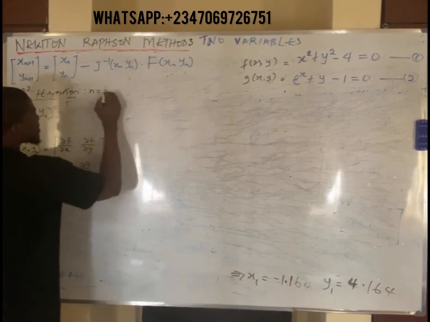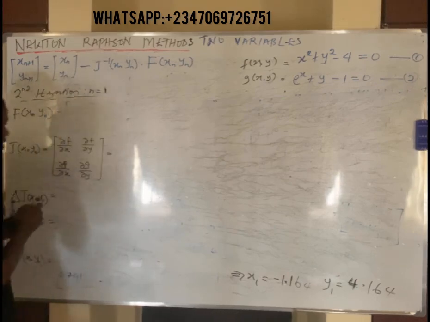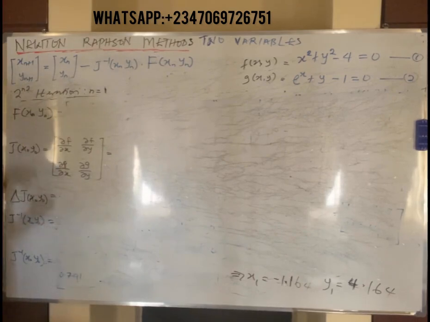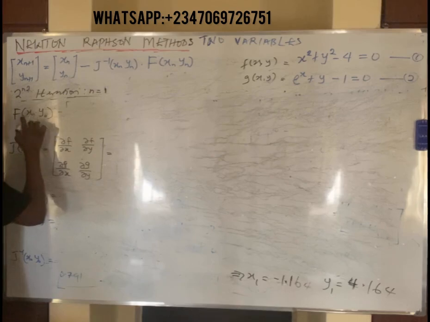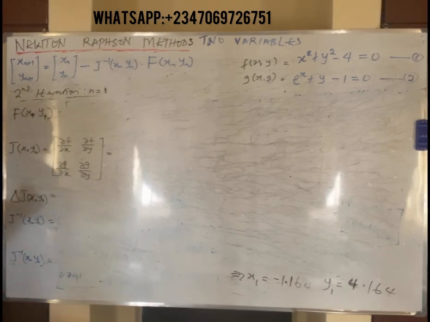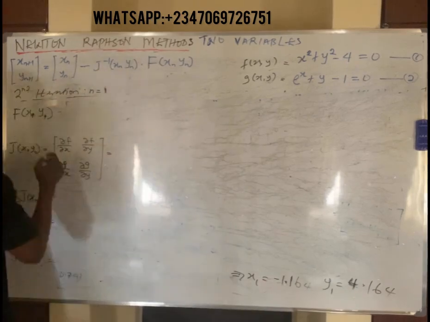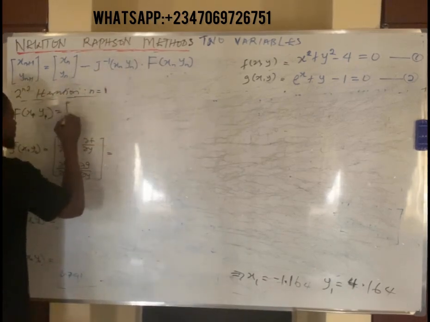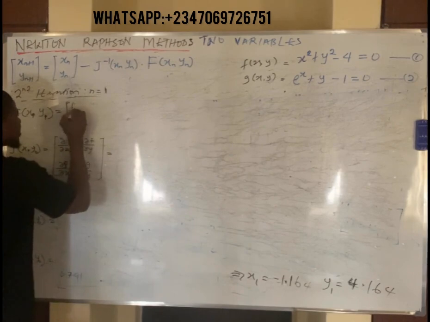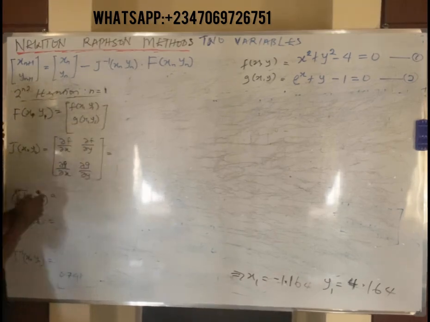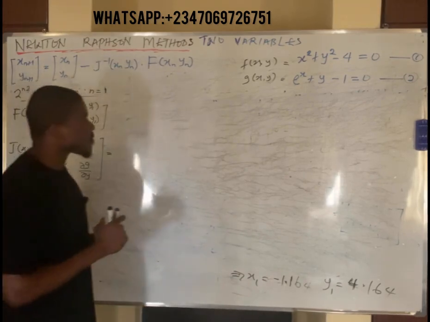And for this case, n is now going to be equal to 1 and not 0. So the first thing is to find the matrix of the function now at x1, y1. Okay, so first of all, we need to find the function, because the matrix of the function now becomes f of x1, y1, and g of x1, y1. So we need to find the values of the function at x1 and y1, right?